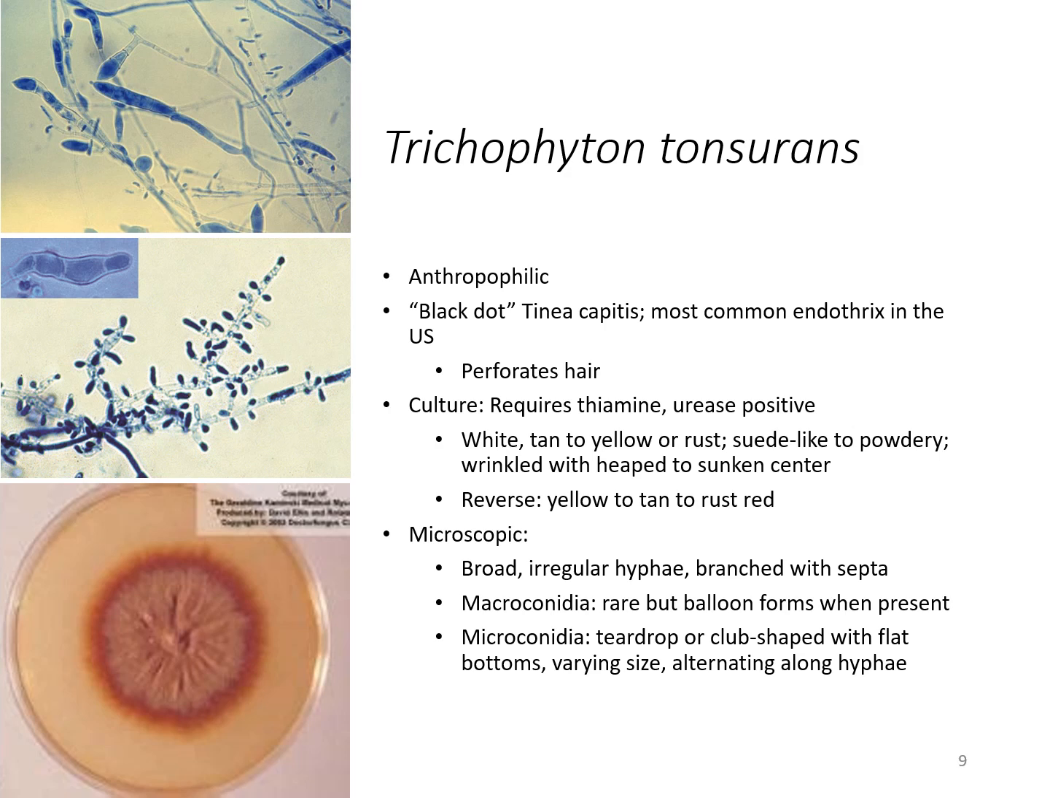Culture requires thiamine to grow. It is urease positive. It can be white to tan to yellow or rust color, suede to powdery. It can be wrinkled with a heaped up center, or it can be sunken in.